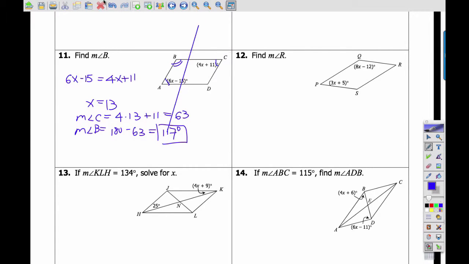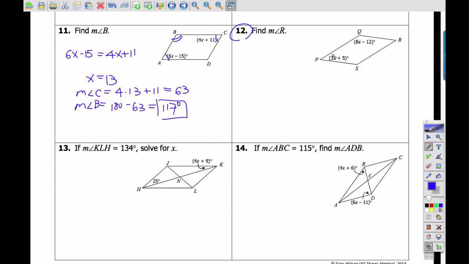Okay, oops, sorry. Try number 12. Obviously, these two angles are consecutive angles, so they are supplementary. They add up to 180. You're looking for angle R. Angle R, your answer would be 56 degrees.